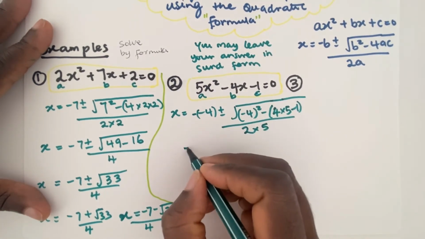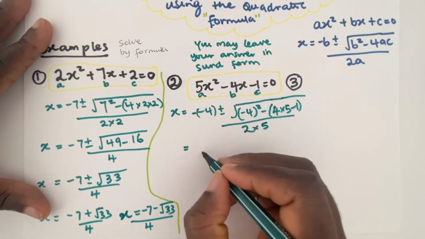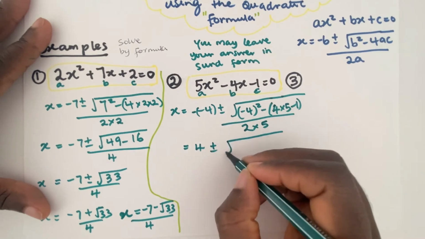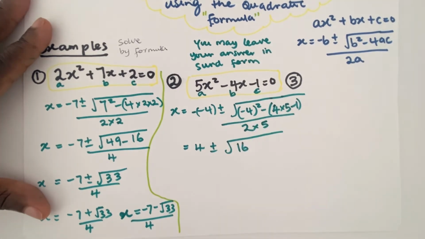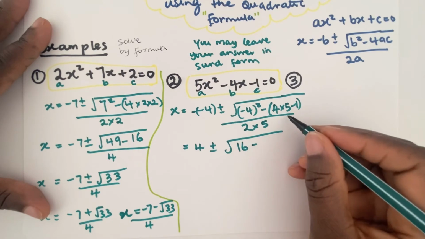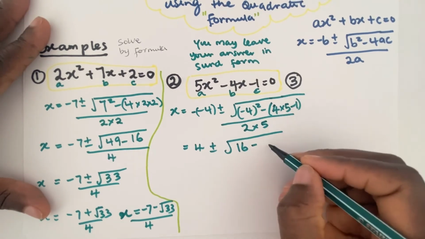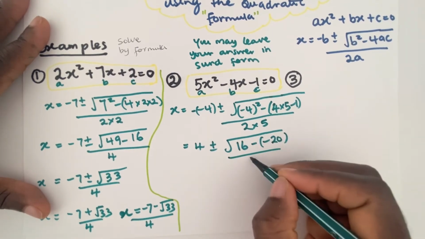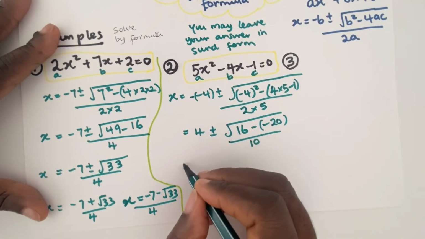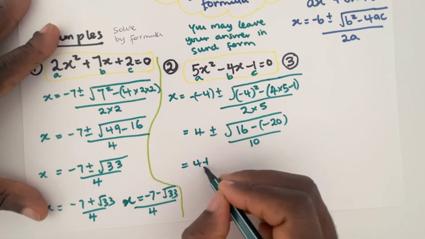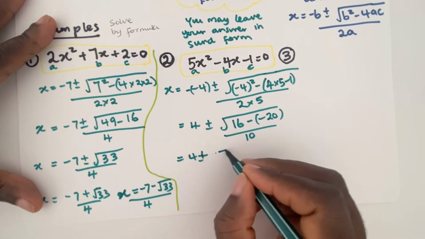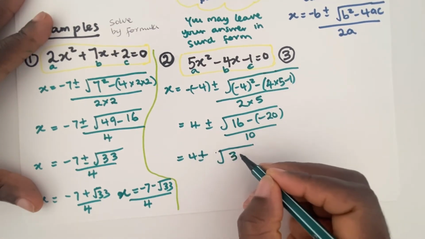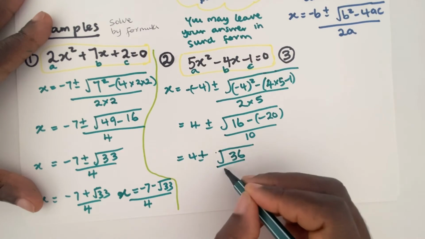Now that will be equal to negative negative is going to give you positive, so that'll be plus 4 plus or minus the square root of 16 minus 4 times 5 is 20 times minus 1 is negative 20, okay, all over 10. And this becomes 4 plus or minus the square root of, minus minus becomes plus, and that becomes 36 over 10.